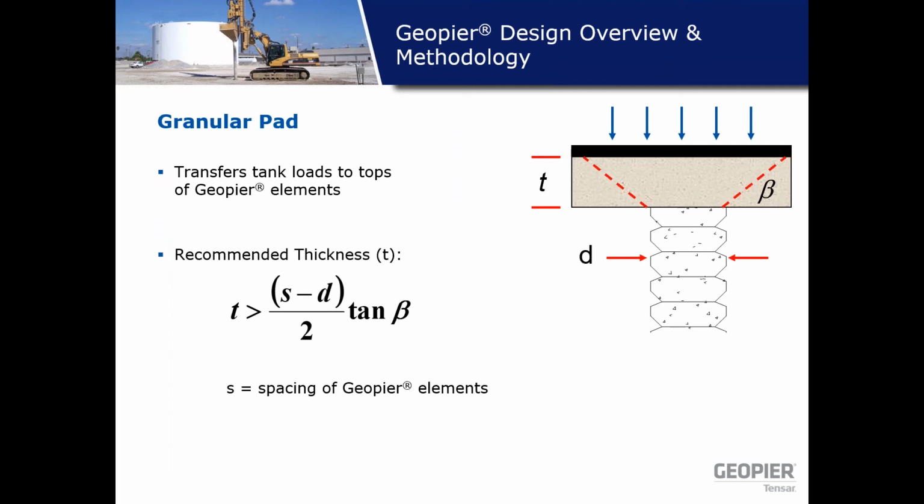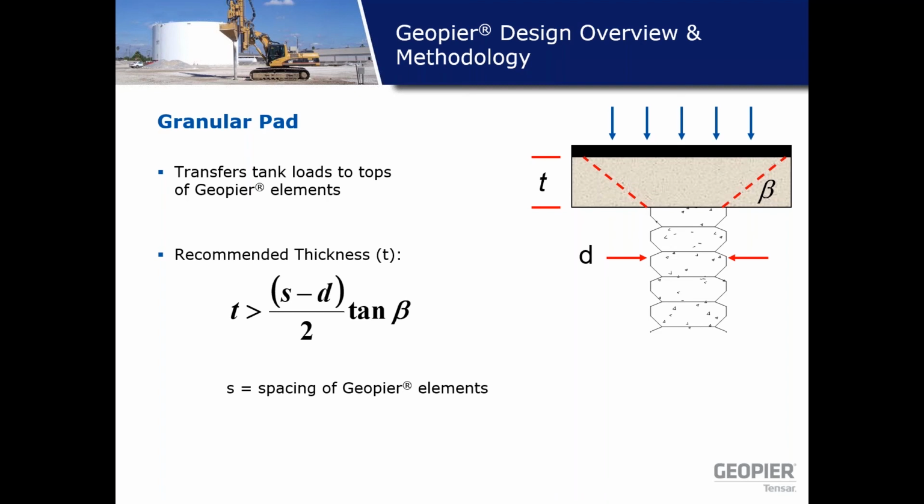Granular pad. So the typical design of Rammed Aggregate Pier also includes the design of a proper thickness of granular pad. What is the purpose of providing this granular pad? Number one is the arching principle. Since Geopier elements are much stiffer than the surrounding matrix soil, the design is performed so that the pressure from the tank is attracted to the Geopier elements.